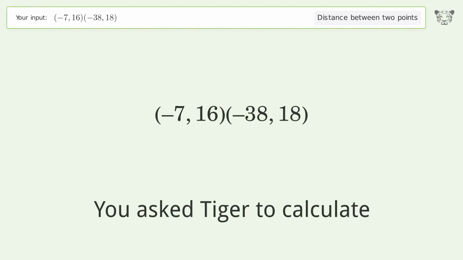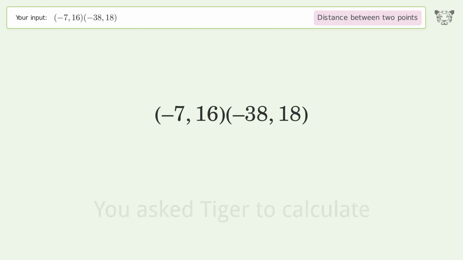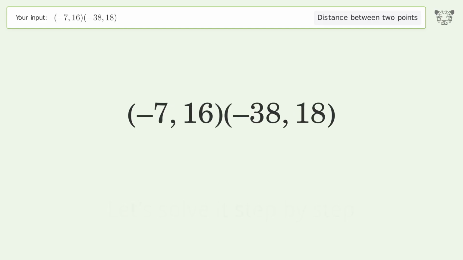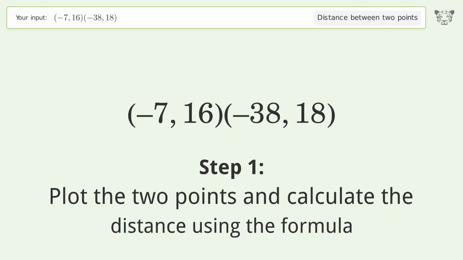You ask Tiger to calculate. This deals with the distance between 2 points. The distance between the 2 points is the square root of 965, or 31.064. Let's solve it step by step. Plot the 2 points and calculate the distance using the formula.